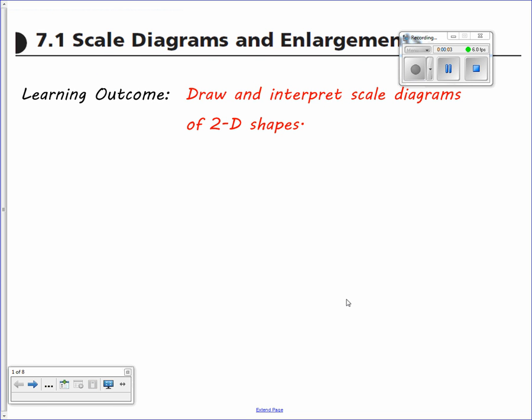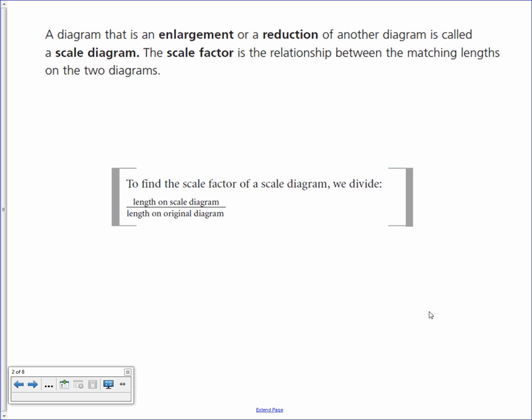All right, so let's talk about section 7.1, scale diagrams and enlargements. Please write down your learning outcome into your learning journal. You are going to draw and interpret scale diagrams of two-dimensional shapes, 2D shapes. All right, so let's get started in your booklet.